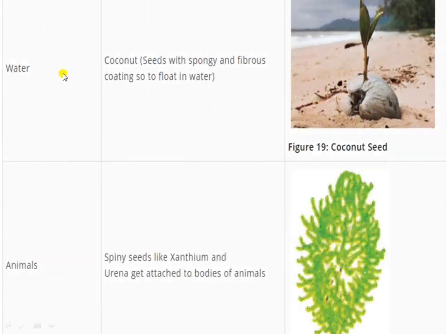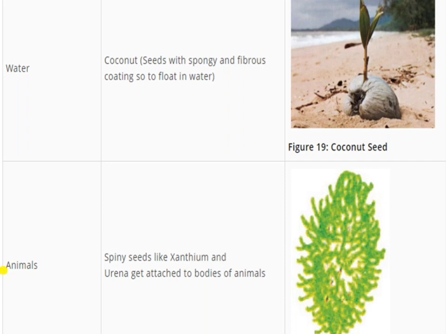Next, the second plant is coconut. Here the distribution factor is water. The seed and the fruit have a spongy or fibrous layer to trap the air. So they become light and can float in water easily. These are the important features, for example in coconut.